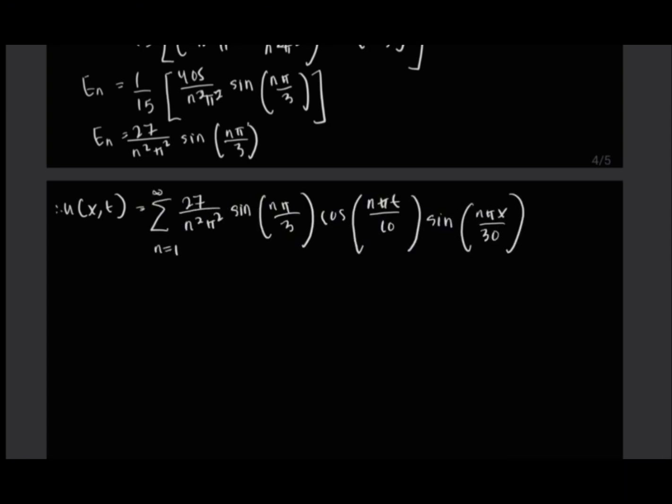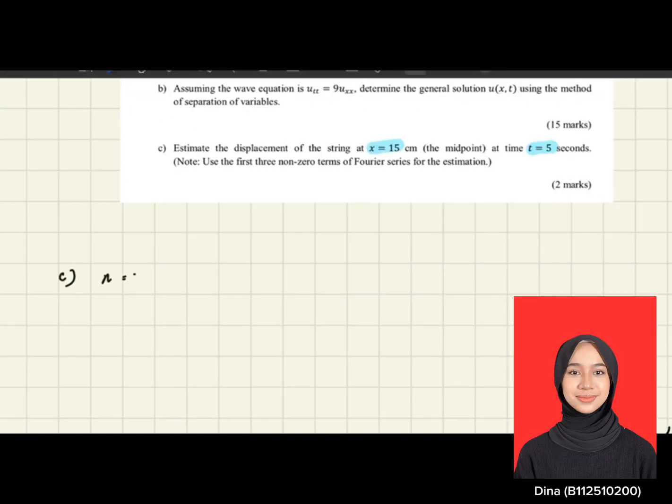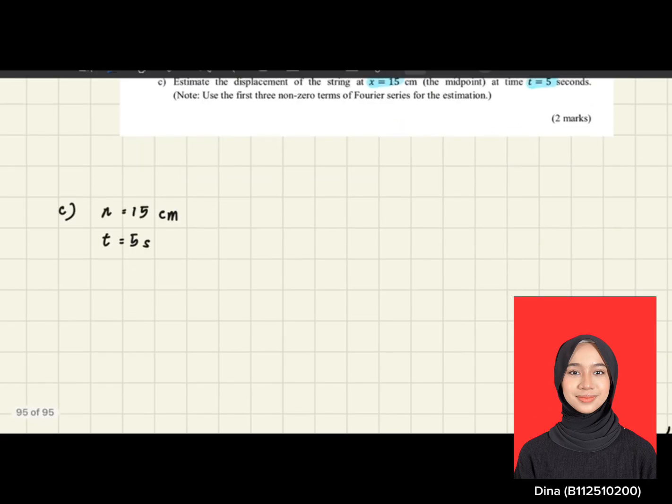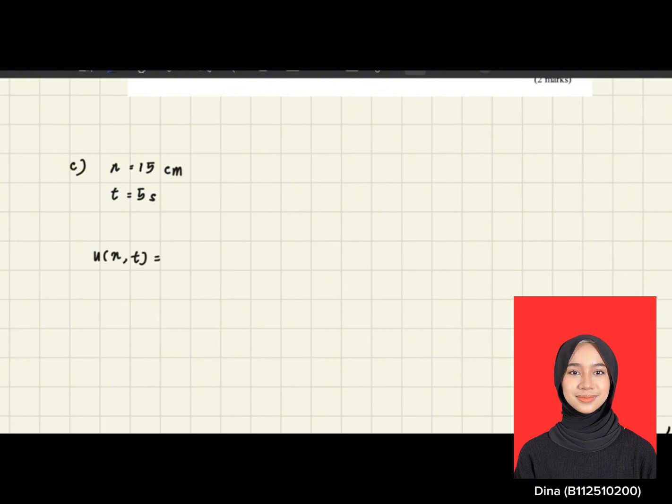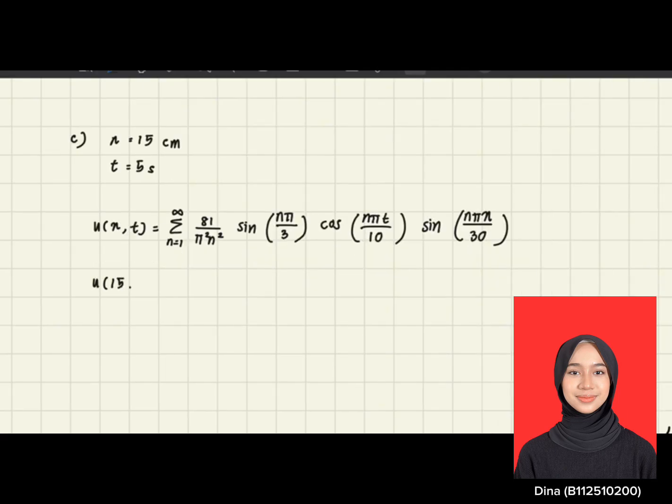For question C, the question gives x equals 15 cm and t equals 5 seconds. Using the solution from part B, which is u(x,t) equals the summation of terms with pi squared n squared, sin(n pi over 3), cos(n pi t over 10), and sin(n pi x over 30), we find u(15, 5). So we substitute x equals 15 and t equals 5, and t over 10 gives us 1 over 2.